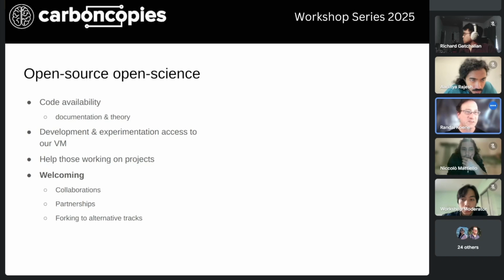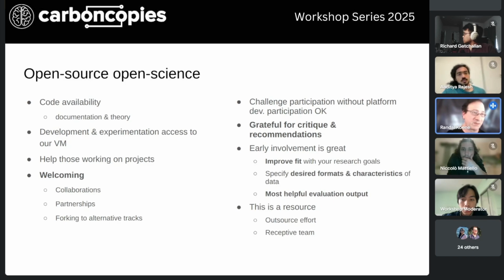It's also entirely possible to simply participate in the challenge without participating in platform development. We're grateful for constructive critique and recommendations that help direct further improvement. This is a great time to get involved, because right now we're very open to suggestions that can improve how well our platform suits the goals of your research, specify formats and characteristics of the data you need, or the evaluation output that's most helpful. In other words, consider this a potential resource, a way to outsource some aspects of your work with a very receptive team on the other end.